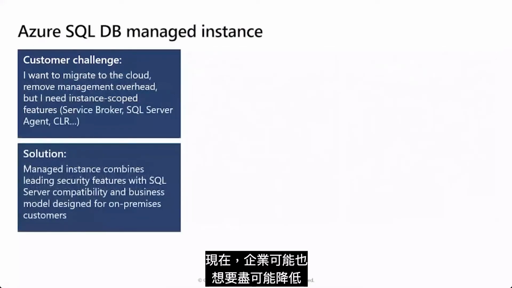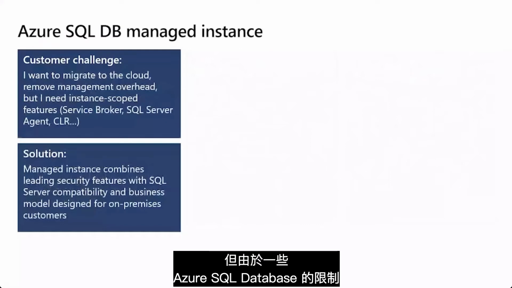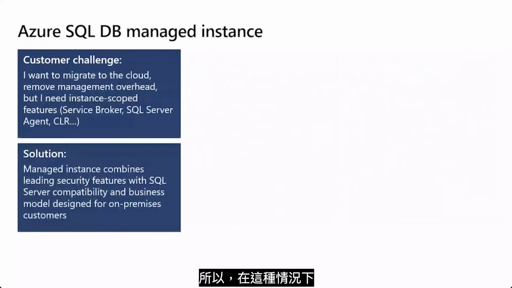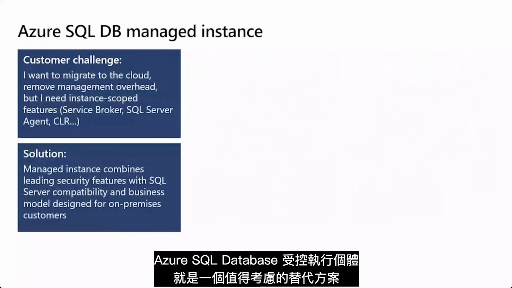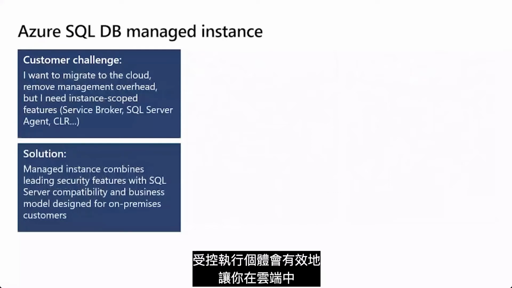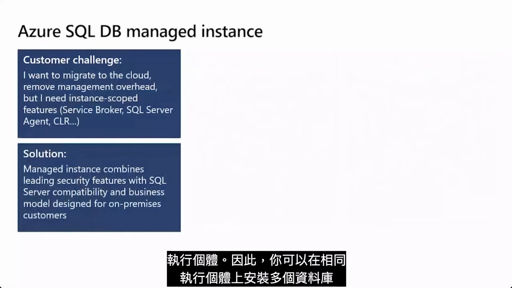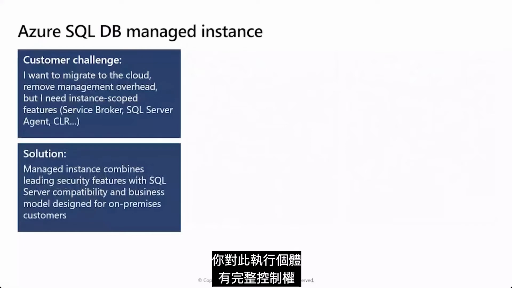Now, a business might also want to eliminate the management overhead costs as much as possible from having to administer databases and servers, but because of some of the limitations of Azure SQL Database, it might not be the best option for them. And so in these kinds of situations, Azure SQL Database managed instance is an alternative to consider. So managed instance effectively allows you to run a fully controllable instance of SQL Server in the cloud. So you can install multiple databases on the same managed instance. You have complete control over this instance, same as you would on premises.